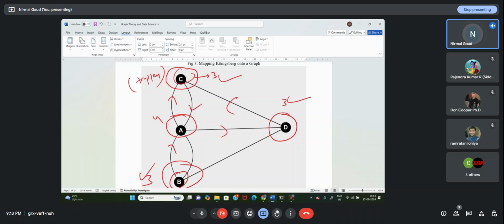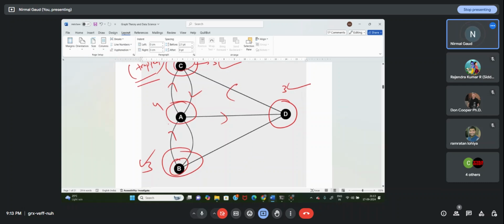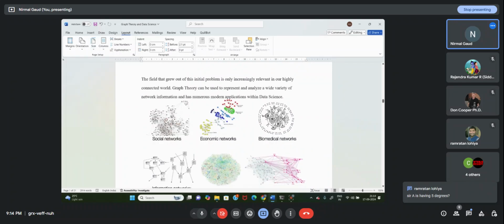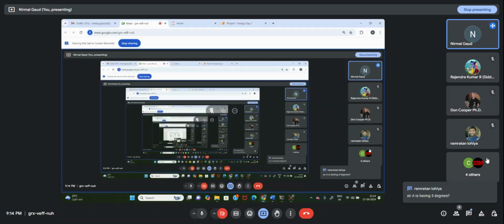If the Euler condition is satisfied, then I can traverse a graph. But here it is not satisfying, so you can start from anywhere and you will be trapped straightforward. No issue. Okay, fine. So that's what the graph and Euler say.